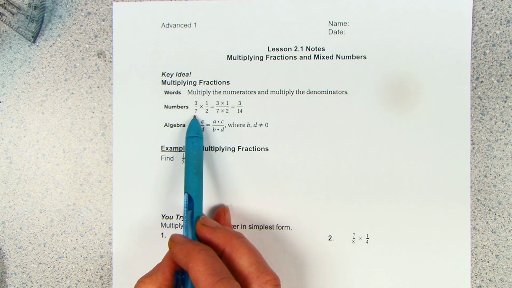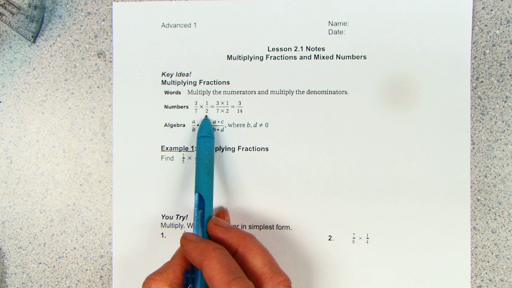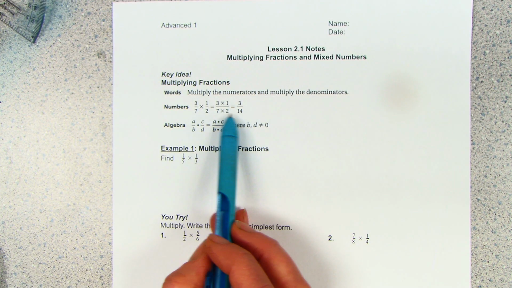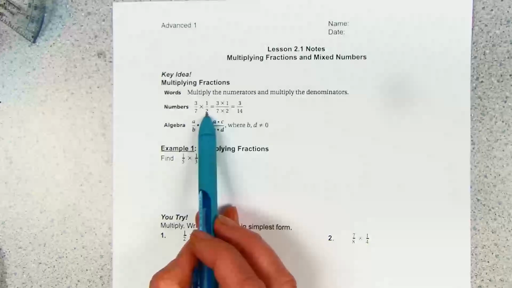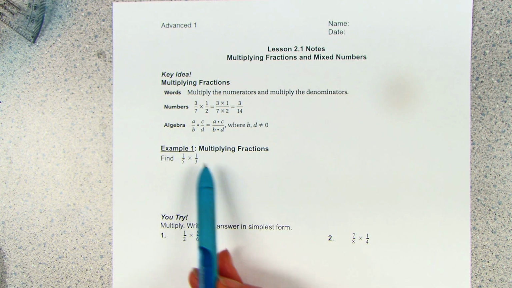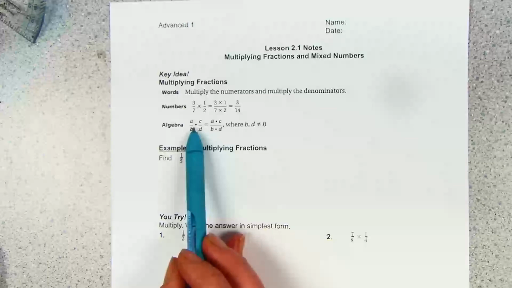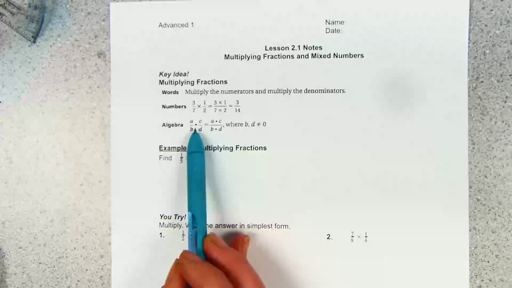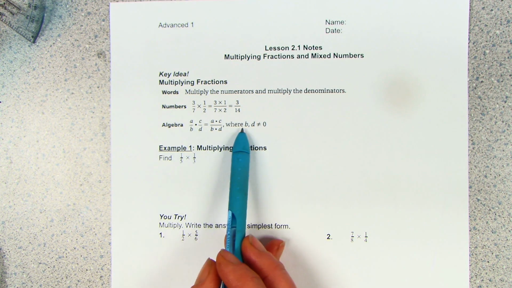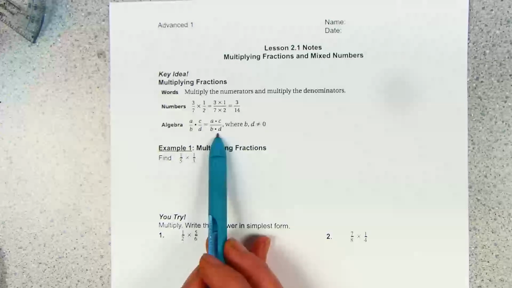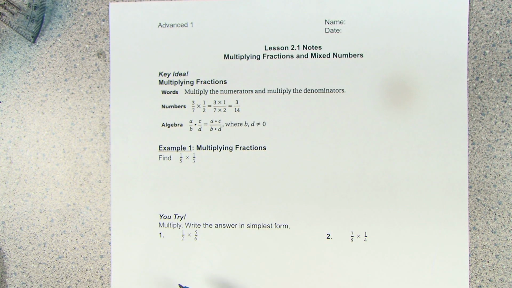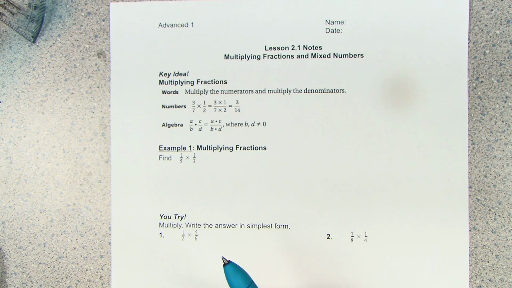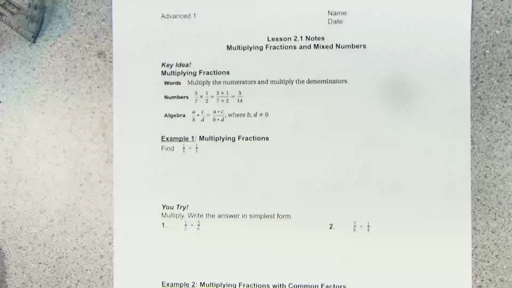An example there is that 3/7 times 1/2, you can multiply 3 times 1 and get 3, and 7 times 2 to get 14. 3/7 times 1/2 is 3/14. And then practicing looking at that algebraically, A over B times C over D equals A times C over B times D. And we're not allowed to have B or D be 0 because you can't divide something by 0 and get an answer, right? It's what we call undefined. It's just something you're not allowed to do.